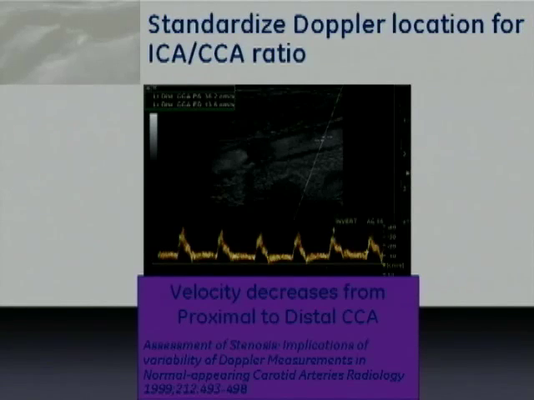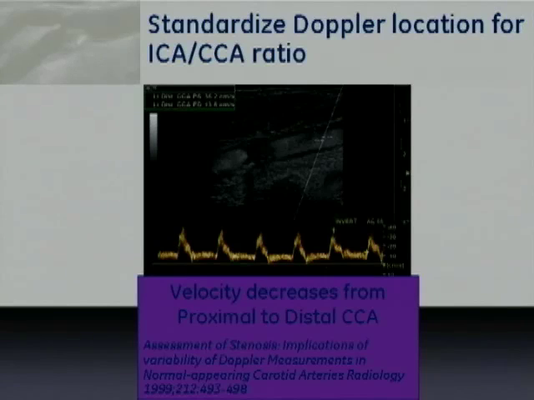Now, why do we care about this? We've been using the ICA-CCA ratio for years, but the problem was that there was no standardization about whether we used the proximal or the distal or the mid. And so when follow-up patients would come to the lab, they may have a different ratio, maybe 2 or it may be 4, and it's not due to progression or regression of disease. It was really due to which sonographer performed the study and where they obtained the CCA waveform.